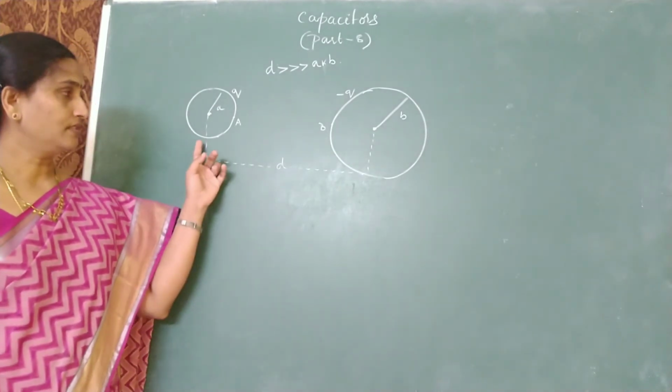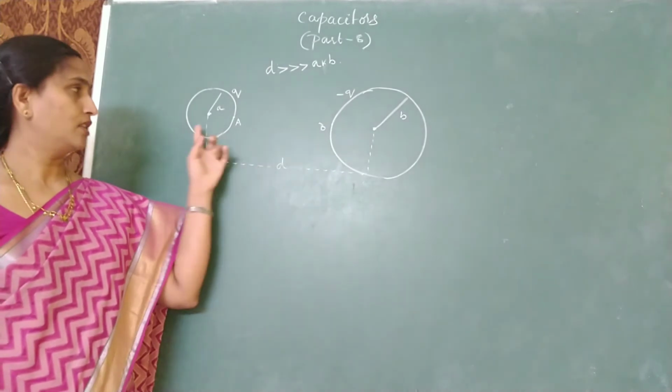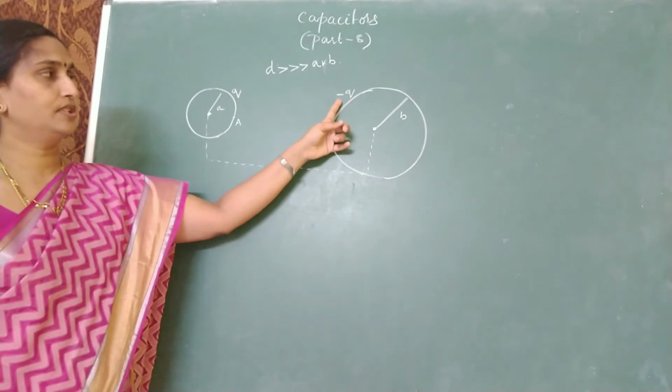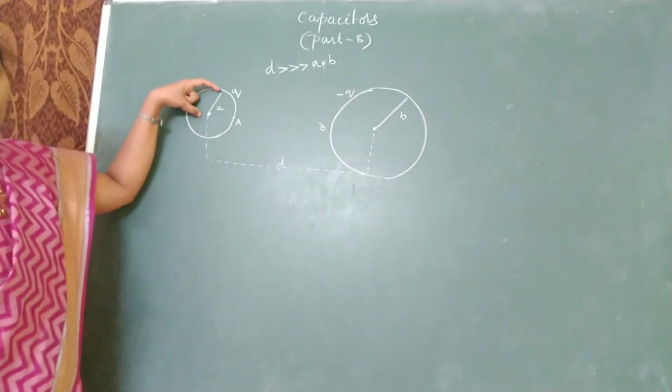Okay, now look at case 3 of spherical capacitors again. In this question they have given you two spheres. They are not concentric this time. The first sphere is given a charge Q, the second is given a charge minus Q. Radius is A.